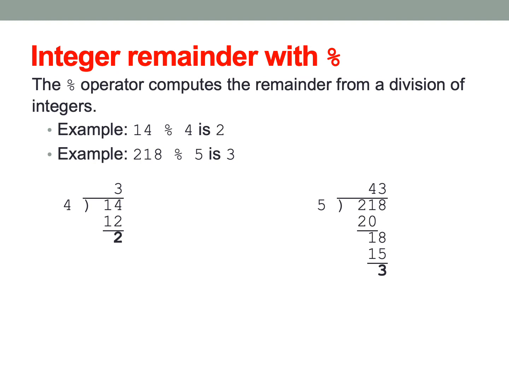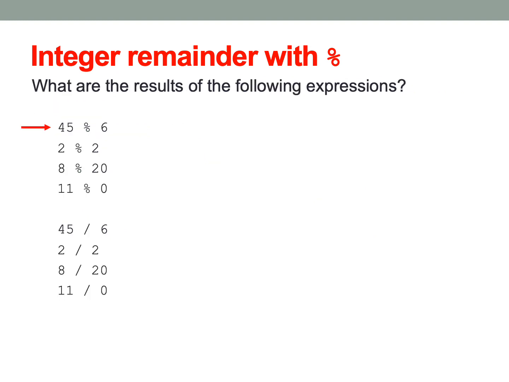Another example, if we have 218 modulus 5, the answer is 3. But if we do 218 divided by 5, then the answer will be 43. Let's try a few more expressions. What would be the output of this? So we have 45 modulus 6. It will give us 3 because 6 times 7 is equal to 42. So the remainder is 3. If we do 45 divided by 6, we will get 7.